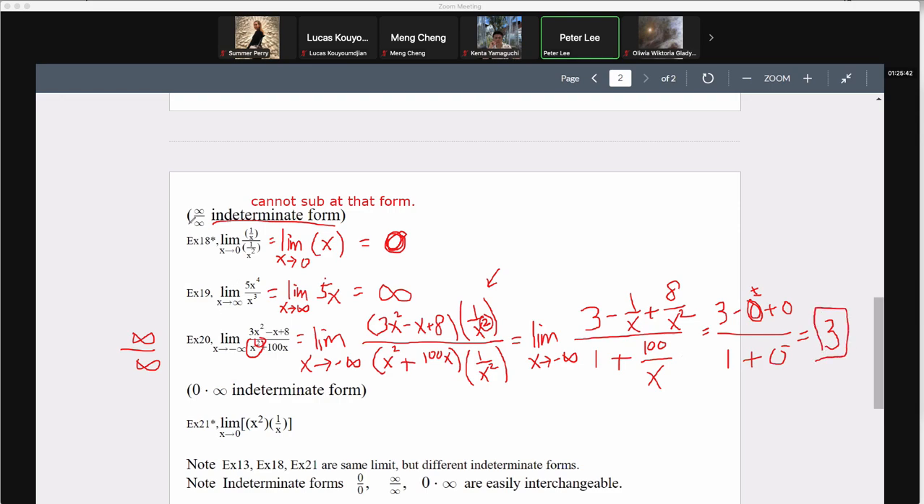So now what I'm saying is, infinity over infinity, why is it an indeterminate form? Because in one case we get 0. In the other case, we get infinity. And here we get 3. And you know what? It could also be any other number, by the way.